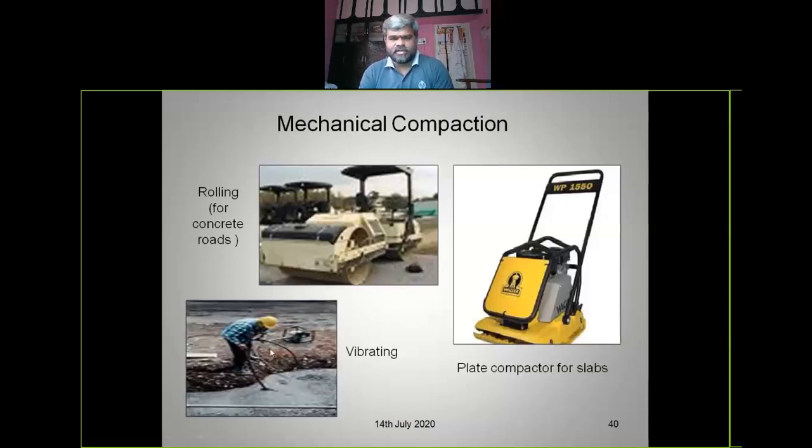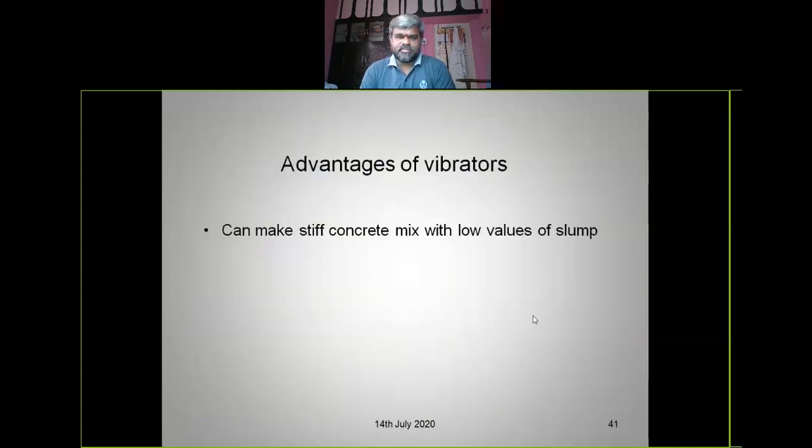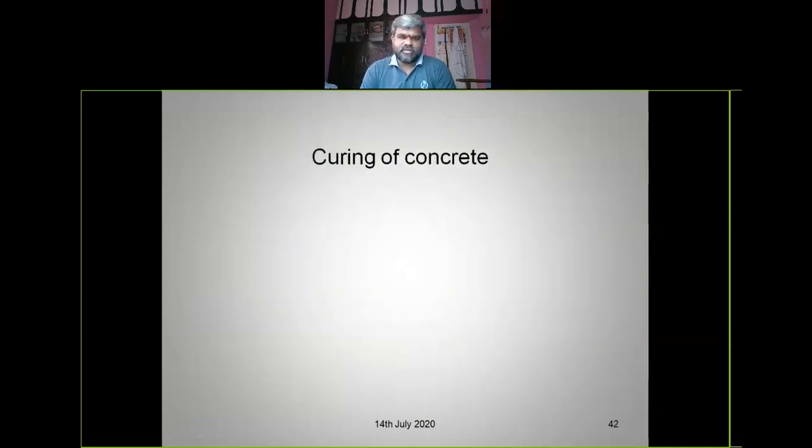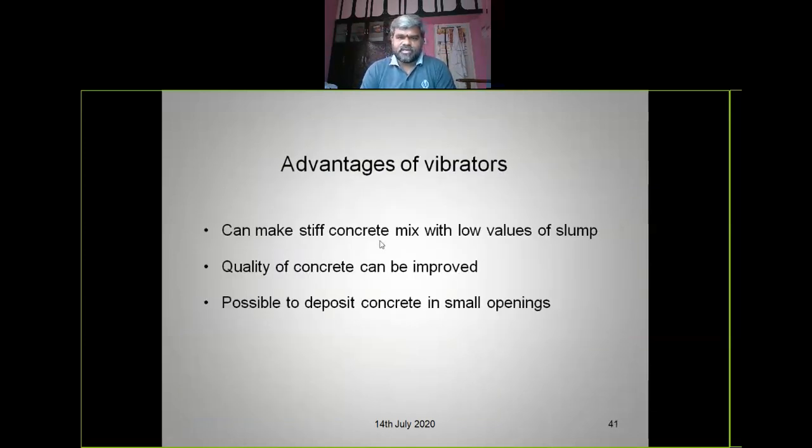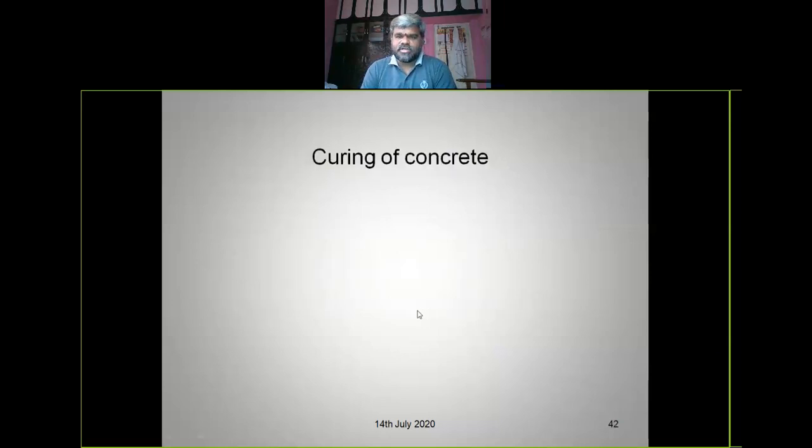This is a needle vibrator. This is a plate compactor, plate vibrator. Advantages of the vibrators: they can make concrete stiff with a low value of slump. Quality of concrete can be improved. It should be compacted up to 100%. It is possible to deposit concrete in all openings.